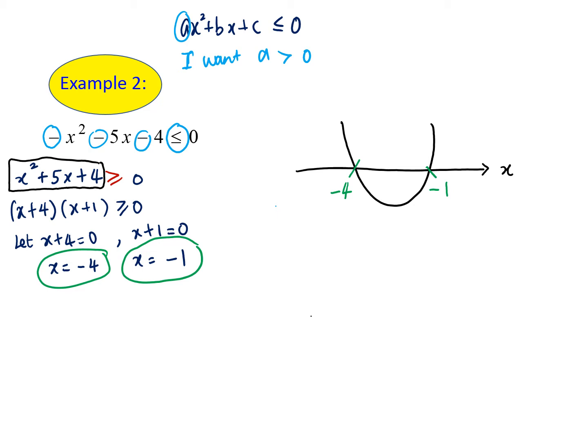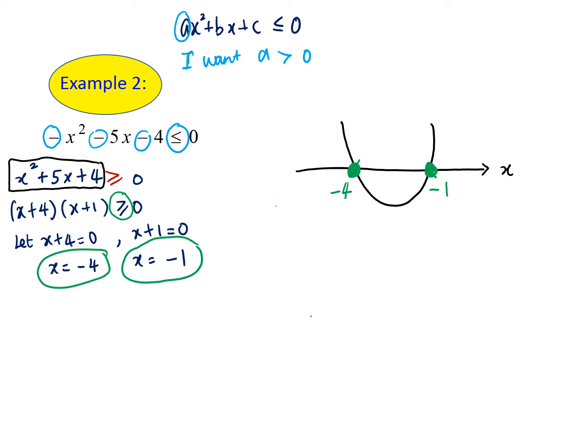Now I consider these 2 points. Are they closed points or open points? So I look at my symbol, the latest symbol. I look at the latest symbol, yeah? Always look at the latest symbol. Greater or equals to, that is closed points. So over here, close points.